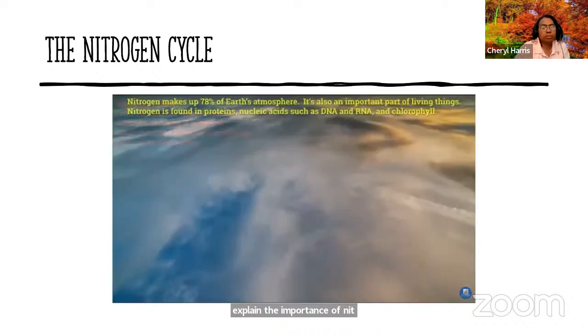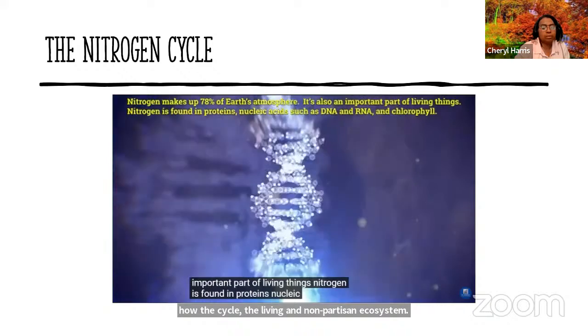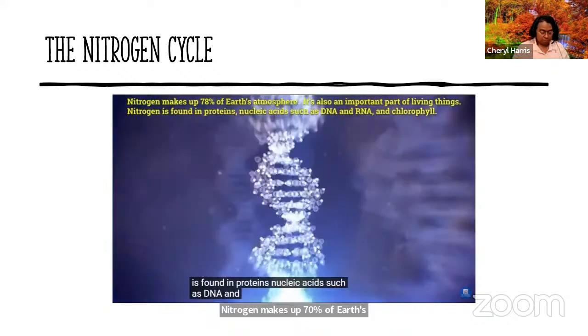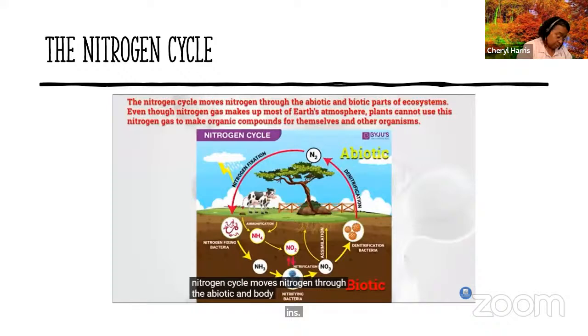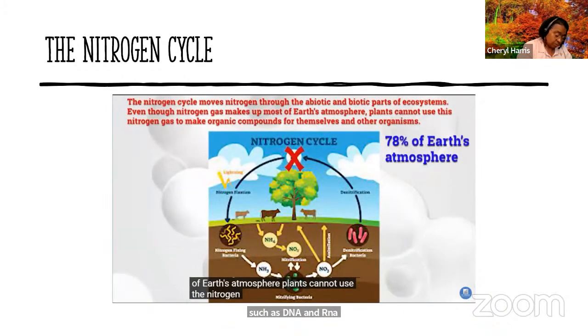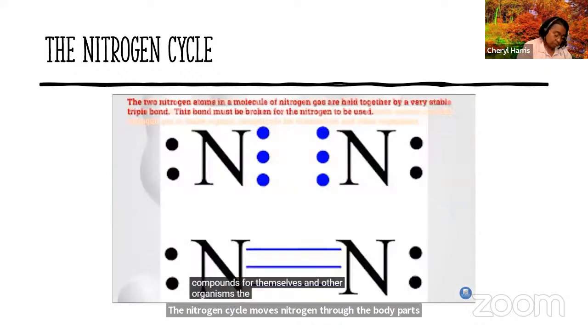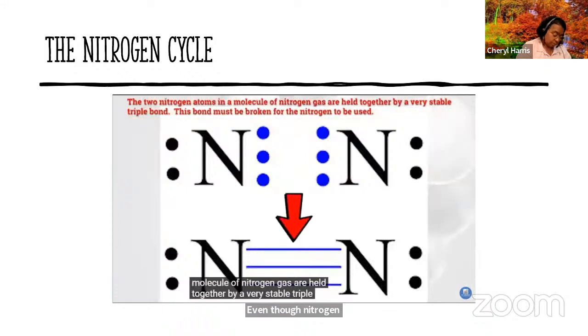Nitrogen makes up 78% of Earth's atmosphere. It's also an important part of living things. Nitrogen is found in proteins, nucleic acids such as DNA and RNA, and chlorophyll. The nitrogen cycle moves nitrogen through the abiotic and biotic parts of ecosystems. Even though nitrogen gas makes up most of Earth's atmosphere, plants cannot use the nitrogen gas to make organic compounds for themselves and other organisms. The two nitrogen atoms in a molecule of nitrogen gas are held together by a very stable triple bond. This bond must be broken for the nitrogen to be used.